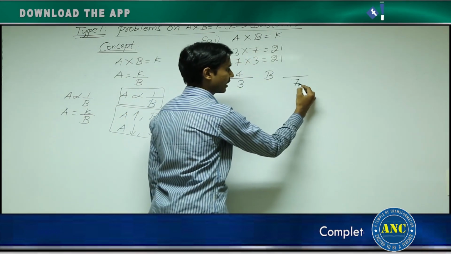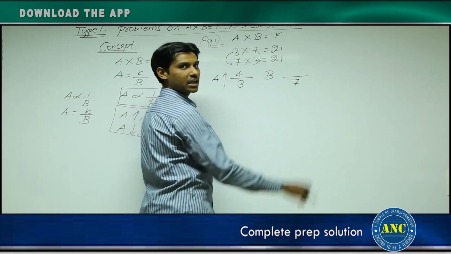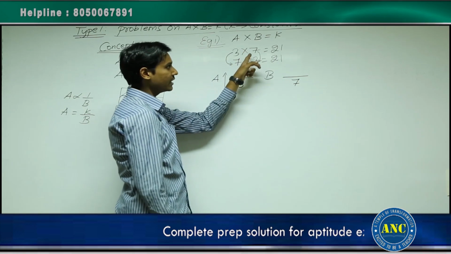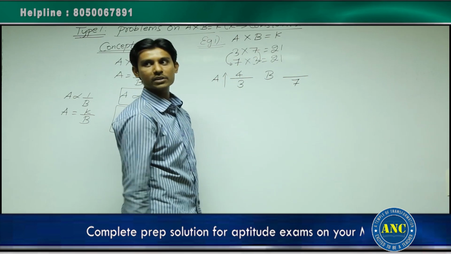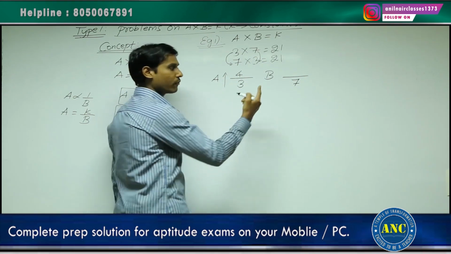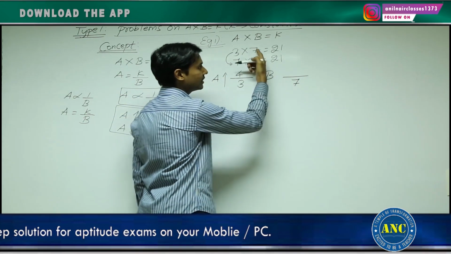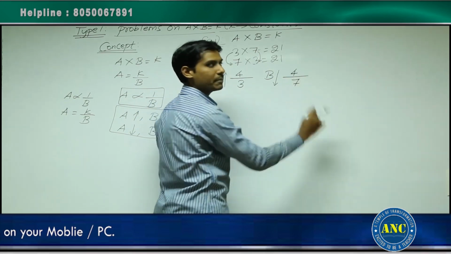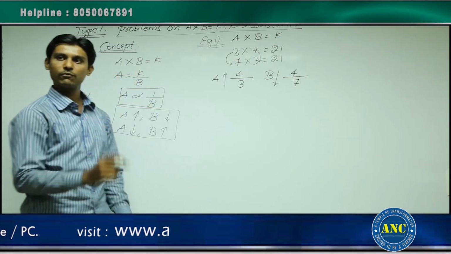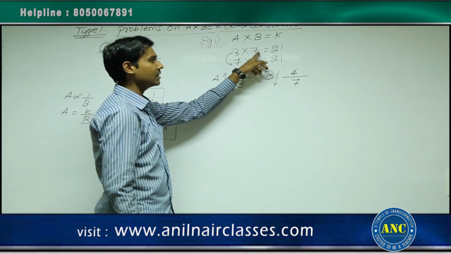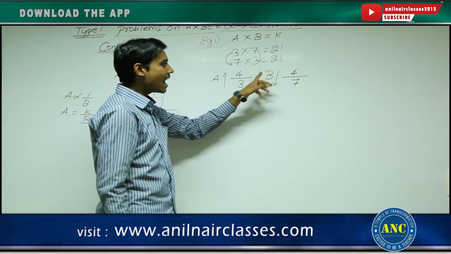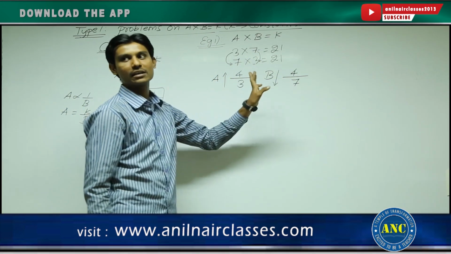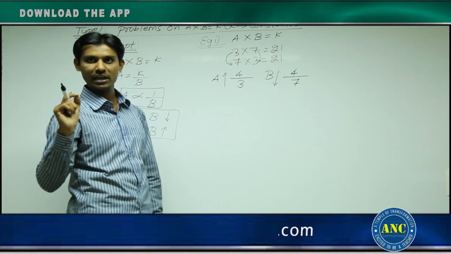Write down in the denominator. 7 is becoming 3. That means there is a decrease of how much to become 3? There is a decrease of 4. From 7, there is a decrease of 4 to become 3. Right? B decreases by 4 by 7. Instead of saying B is initially 7 and finally 3, I can also say B decreases by 4 by 7. Clear with the first example?